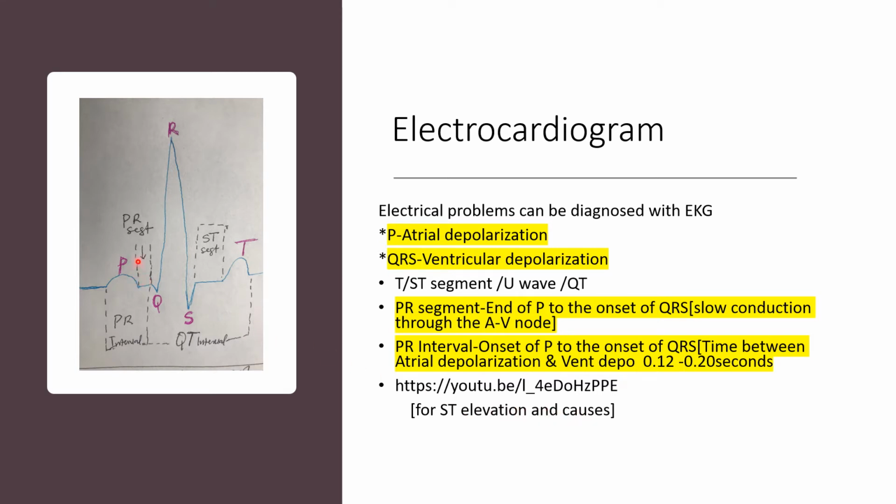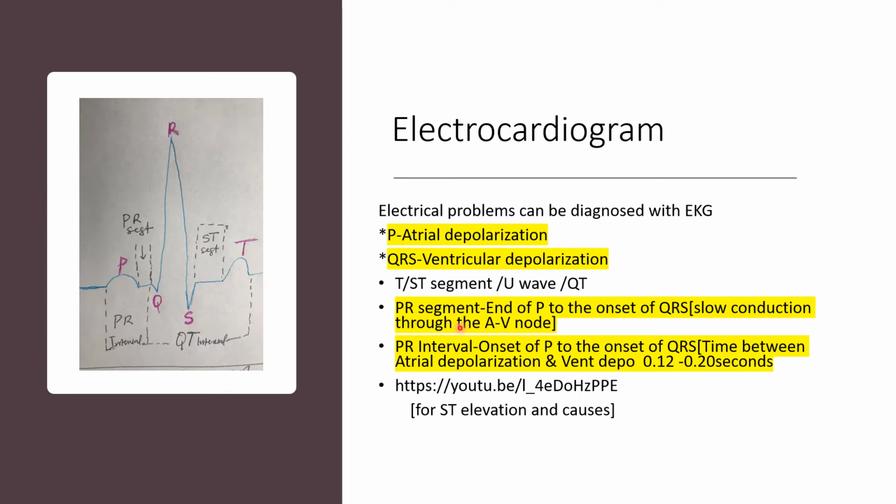Now, let me go back to the PR segment here. The PR segment is the end of P to the onset of QRS. Here you could see that this is isoelectric. So there is slow conduction through the AV node. That is what is happening here. Remember, with the help of AV node, we connect the ventricles, right? And the impulse conduction through the AV node this time is slow, so there's no depolarization occurring.